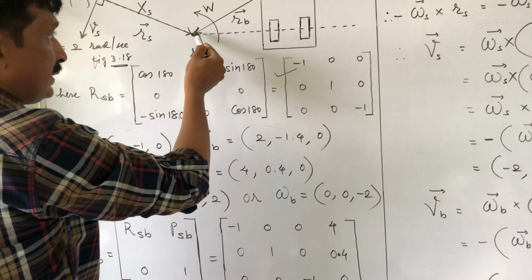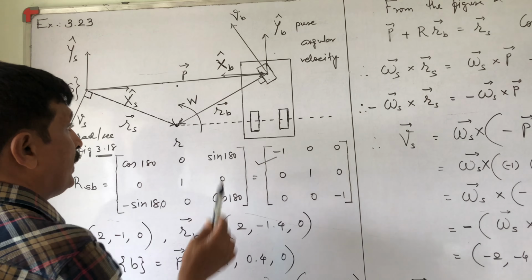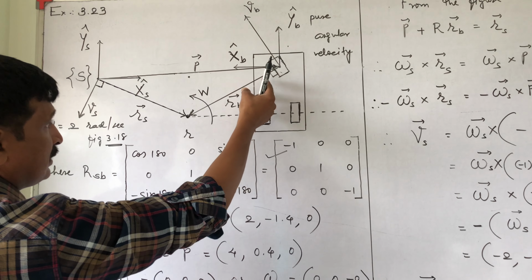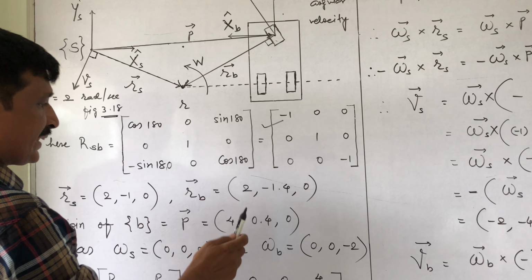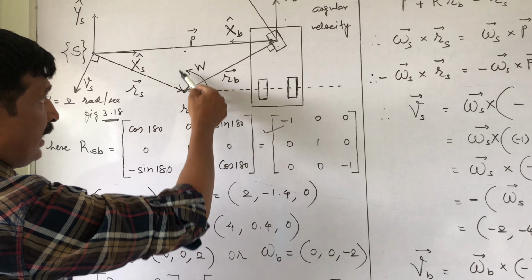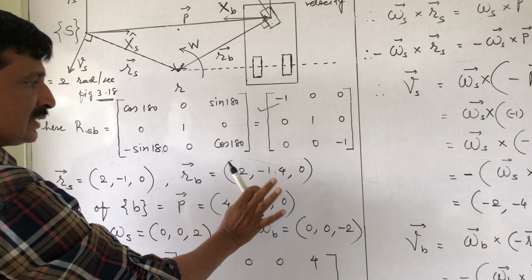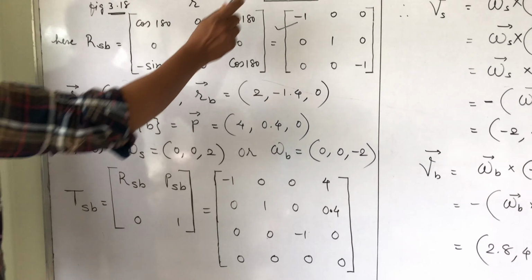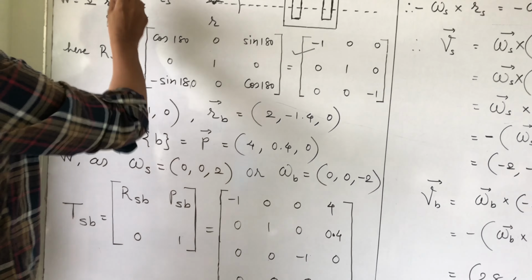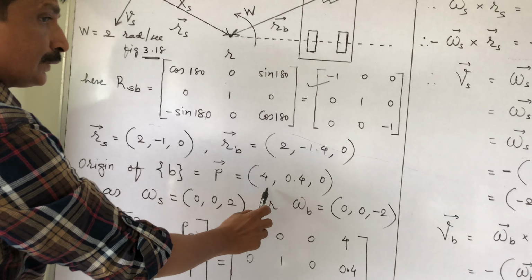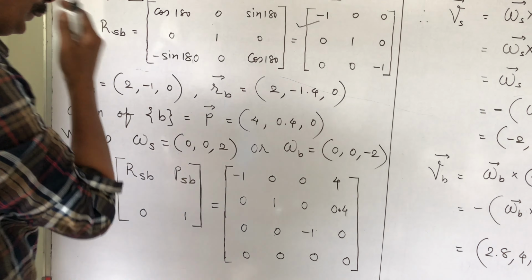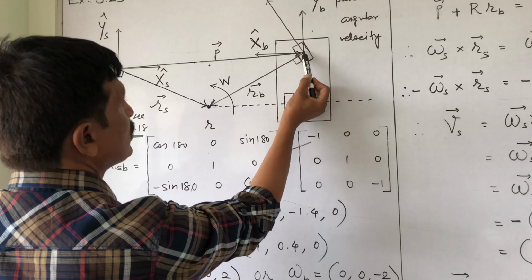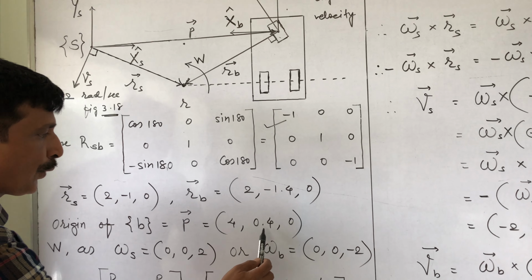Now this is RB, this vector corresponding to B frame. So X positive, Y negative. And I have drawn this vector also somewhat according to scale. So it is X 2 and Y is minus 1.4. It's given data. RB. Origin of B, this one. So this vector is 4, 0.4, 0. X 1, 2, 3, 4 and somewhat height. So 4, 0.4, 0.